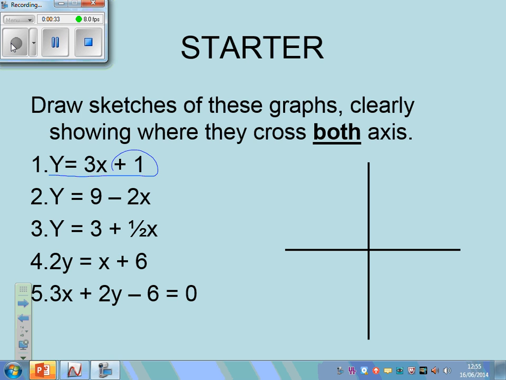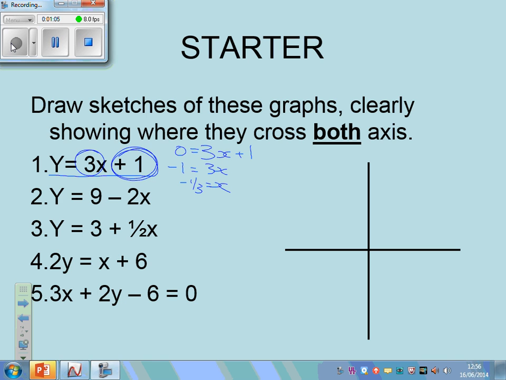So this one here, we know it's going to cross the y-axis from our GCSE work at 1. We've got a 3, the gradient is 3, so we know it's going up. The extra bit we need to find out is this value here as well. So we write 0 equals 3x add 1, take away the 1 and divide by 3, and x is minus a third. That makes sense because minus a third is to the left of the axis there. And so there's our first one.